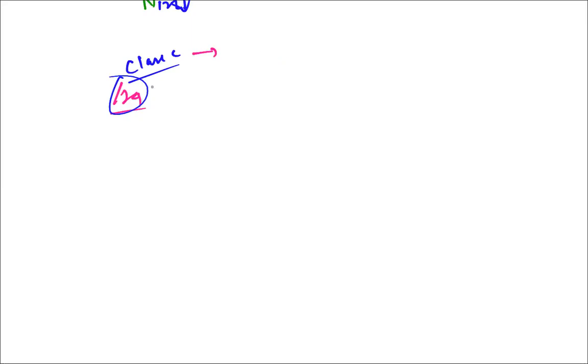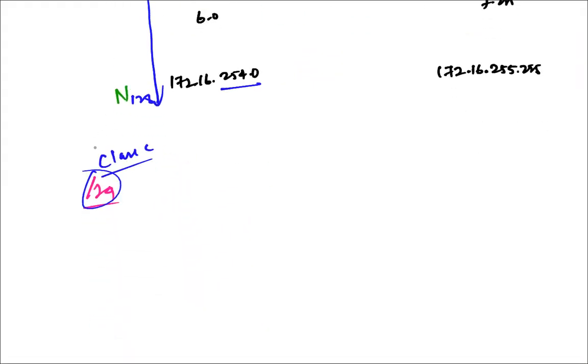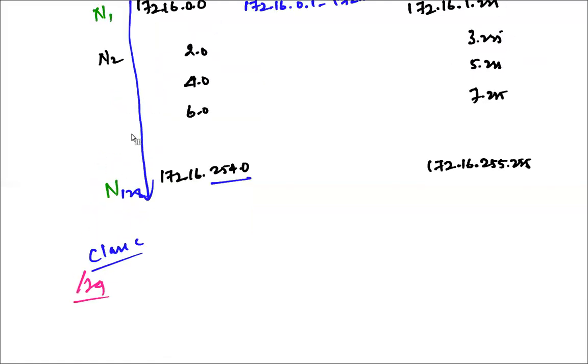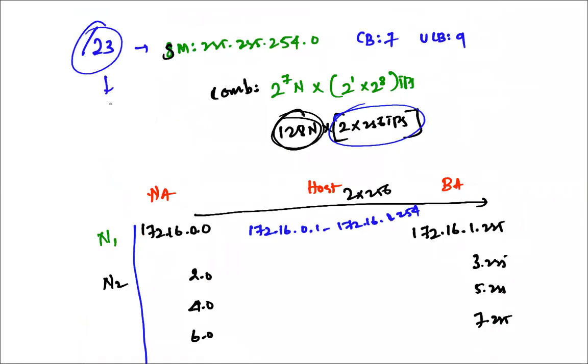What is this? This is class B because we are starting with 172. Now understand, when you further break class B, if you take this network and keep breaking it, right here we have /23. Further, if you break, you will get /24. Further you break, you get /25, then /26. It keeps going like this. Now we are trying to do /24.